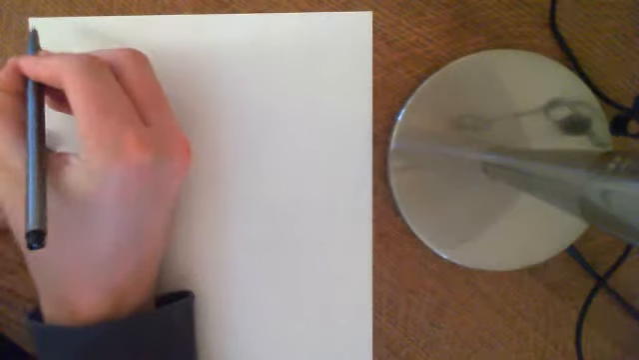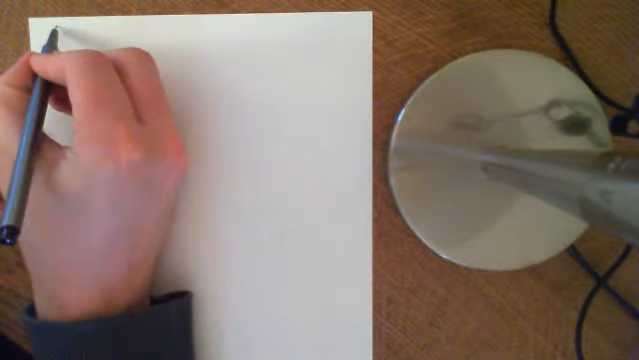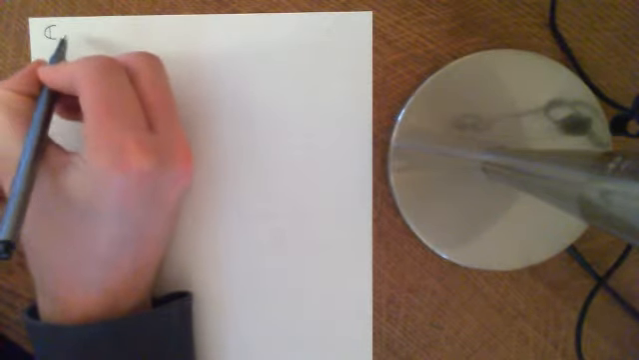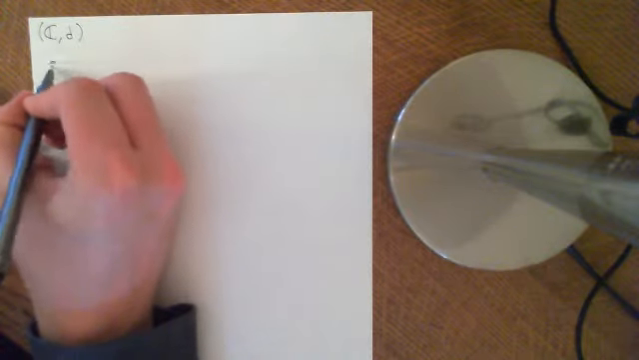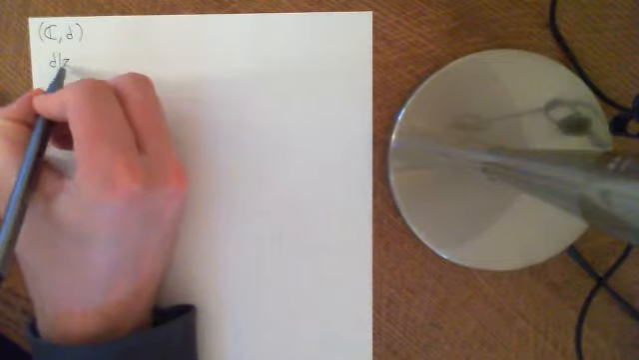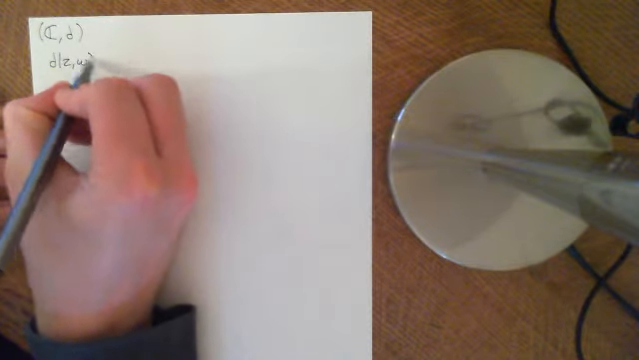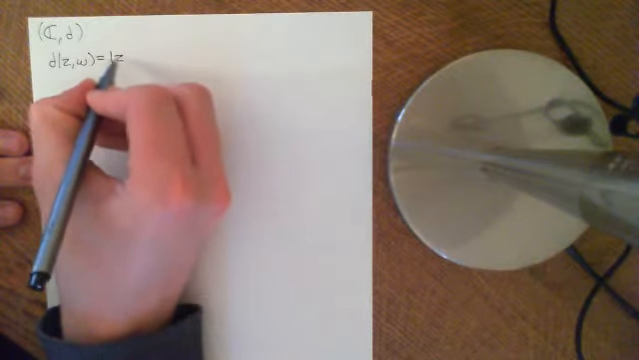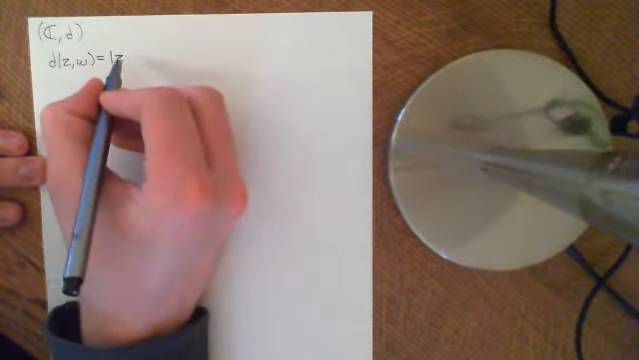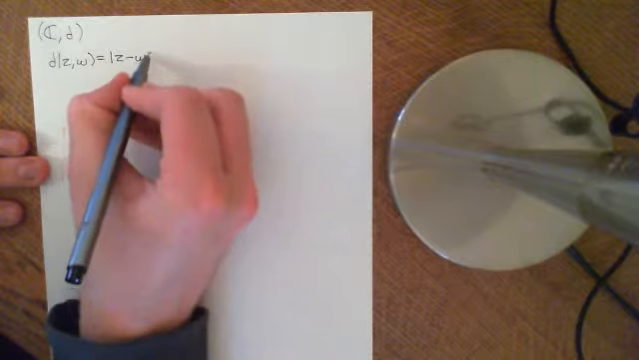Okay, so in this next video we're going to see why the complex numbers form a separable metric space. The metric space we're considering is the complex numbers with the usual Euclidean metric, i.e. the distance between two complex numbers, which we'll call z and w, is given by the absolute value, or the modulus, of z minus w.